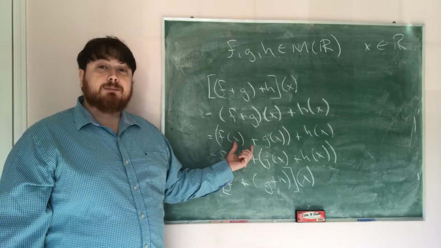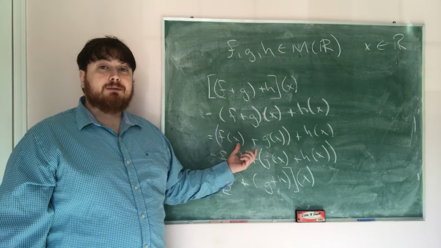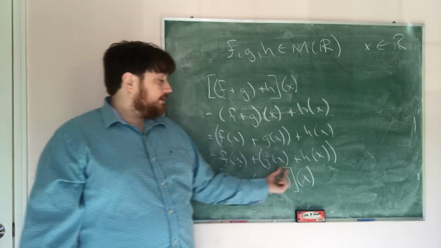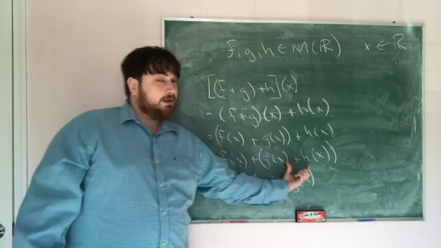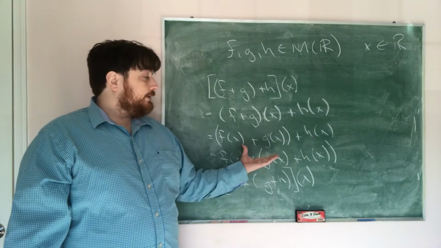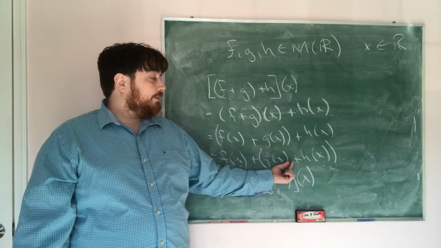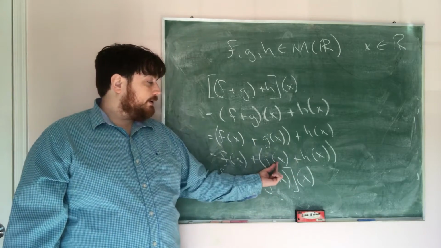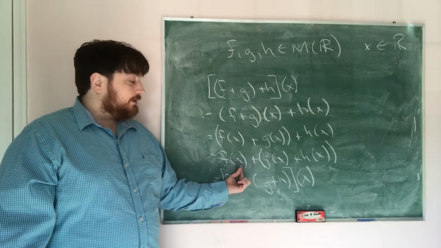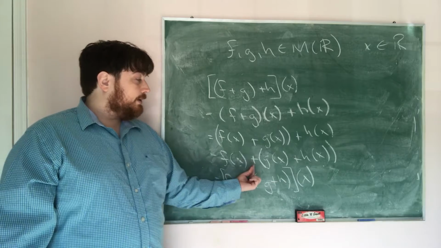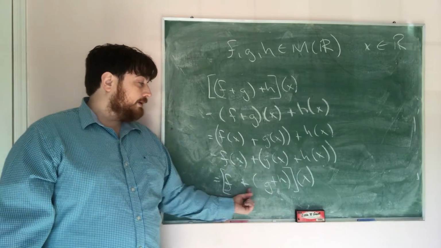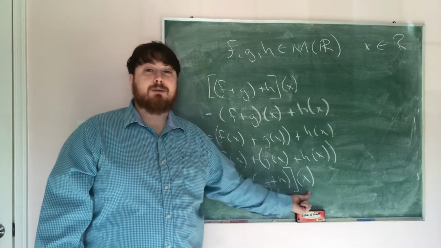So for the real numbers, they satisfy associativity. So what I get is that f plus g plus h is the same as f plus g plus h in parentheses. Again, using the associativity of real numbers, I get that. But what I get here is then, this is just (g plus h) of x, and this is f of x. So I get f of x plus (g plus h) of x, which is just f plus (g plus h) in parentheses of x.